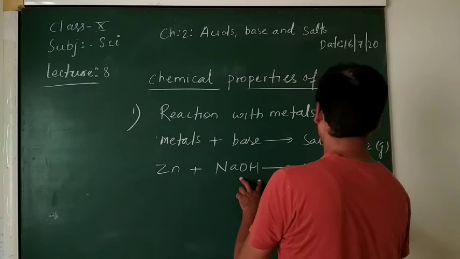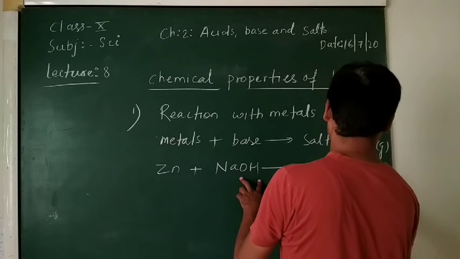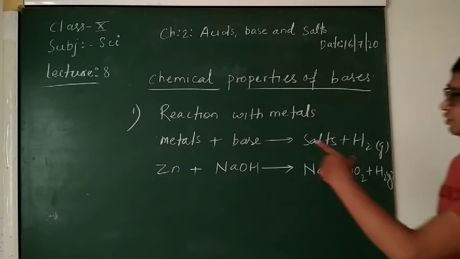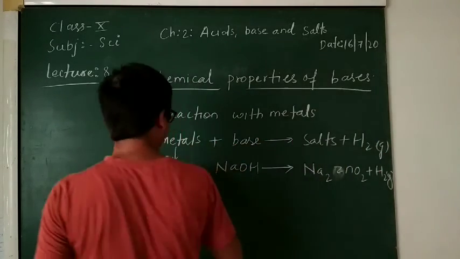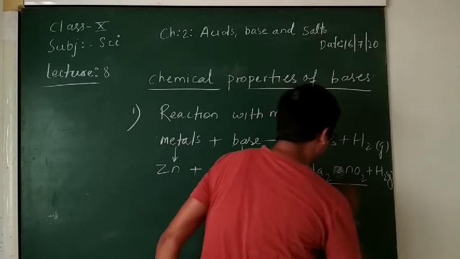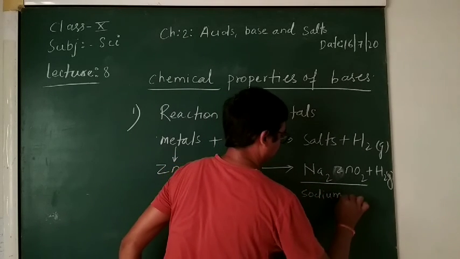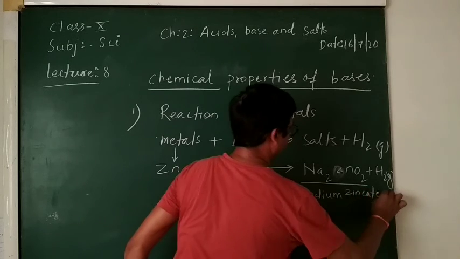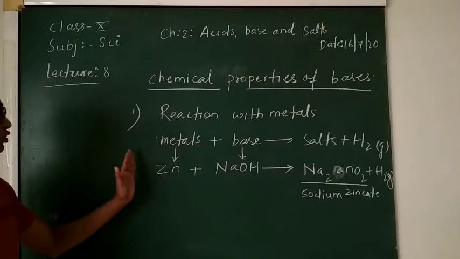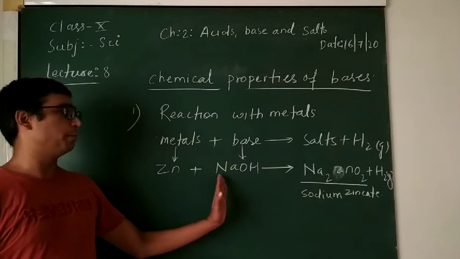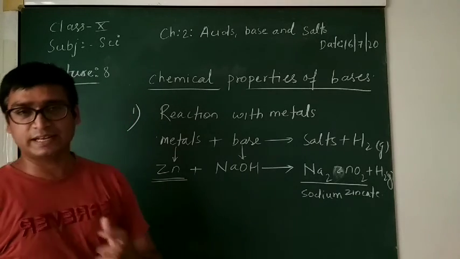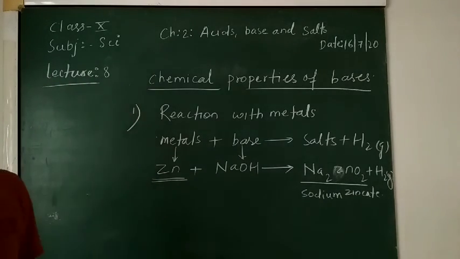sodium zincate Na2ZnO2 plus H2 gas. Okay, so this is metal, this is base, so it reacts with metal to produce salts. This is sodium zincate. Okay, so here, reaction with metals. Similarly we can take different metals and bases, and it will form the salts of the given metal.